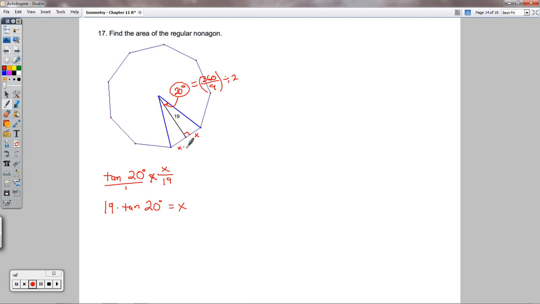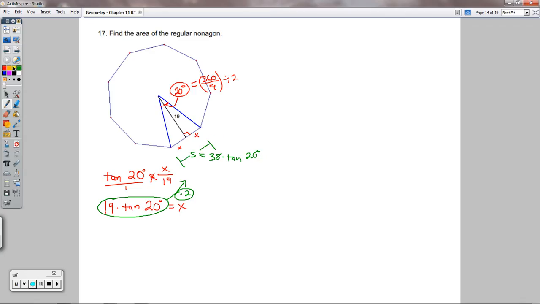So if this is x and this is x, the whole side length is really what we want for the base of this triangle. We have the height is 19, the base would be 2 times bigger than that. So we have that times 2 is going to give me my S value. So S would be 38 times the tangent of 20. The side length is that.